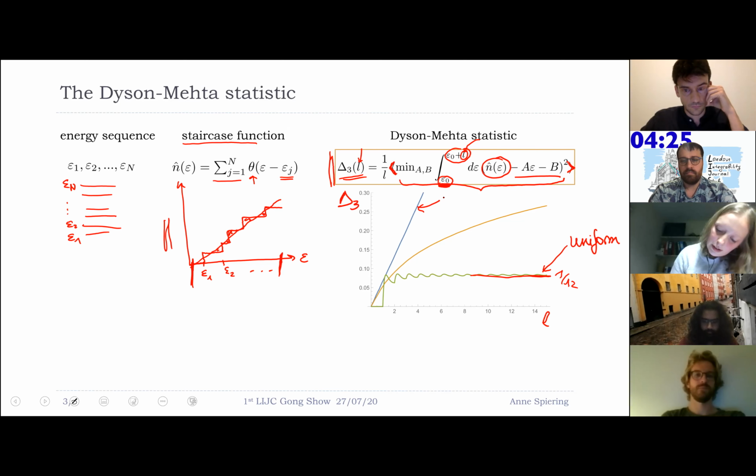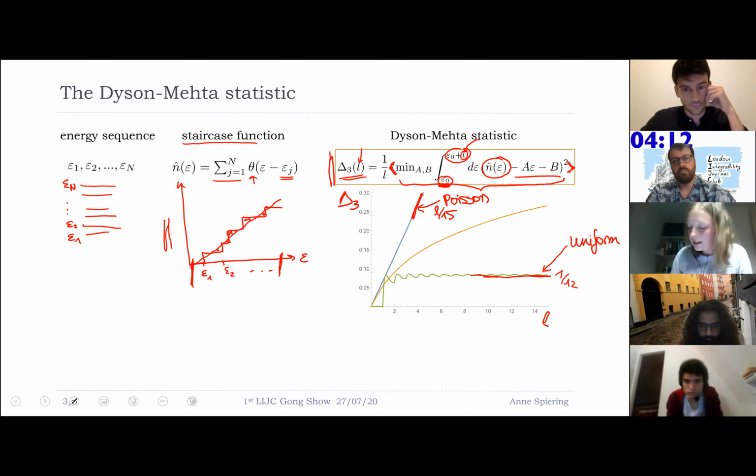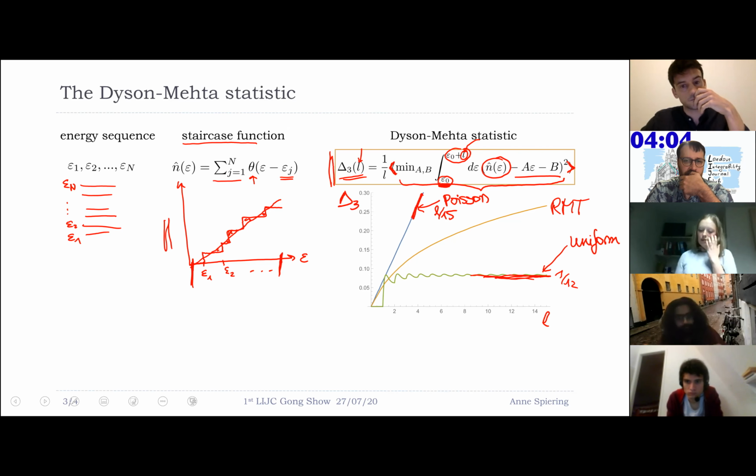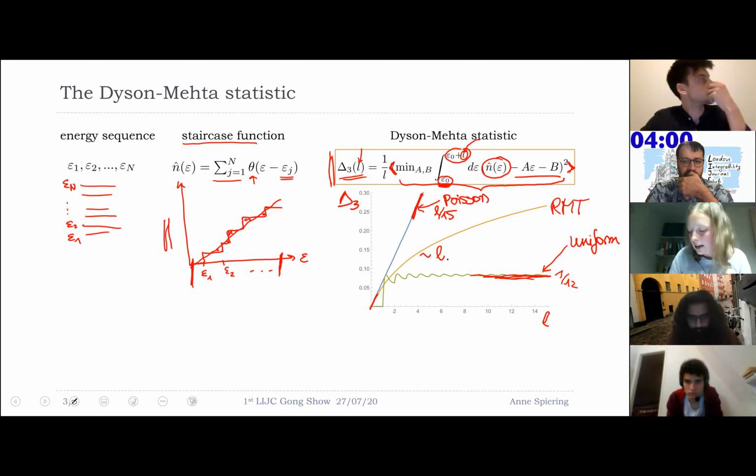Then this blue line here is for the Poisson distribution. And this goes linearly in L, L/15. And these are the 2 extremes. So this is no rigidity, this is maximum rigidity, and then everything else would be in between. So for example, the random matrix theory for GOE, it would look like this. So in the beginning, it also goes like L/15, and then it goes like the log of L.